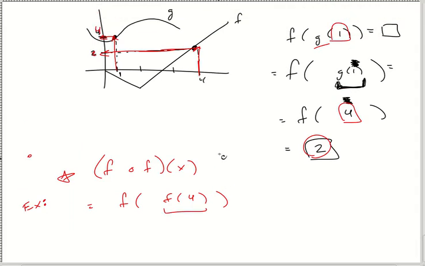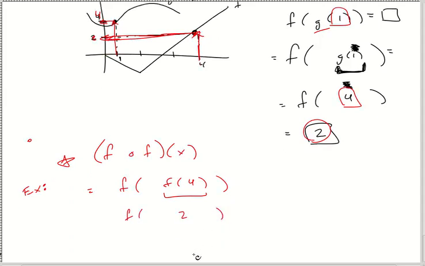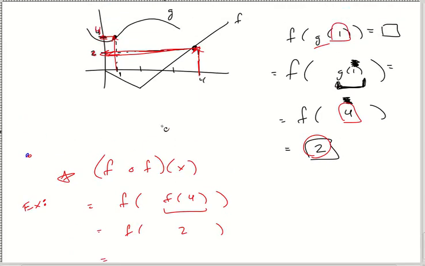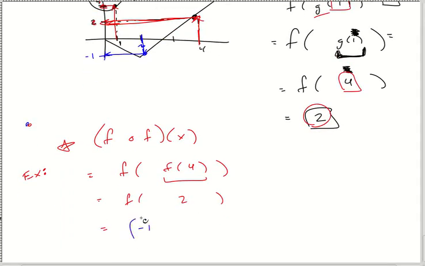Well, F of 4, I already got that. The answer's 2. So I can just replace that inside part with 2. But now they're wanting to find out what is F at 2. Well, I'm going to use a different color here. 2 is right there. Isn't that 2? So what's my F value? Well, I actually have to go down and then back over. Say it's at -1, let's say. That's an easy number. So -1. There you go. Ta-da.